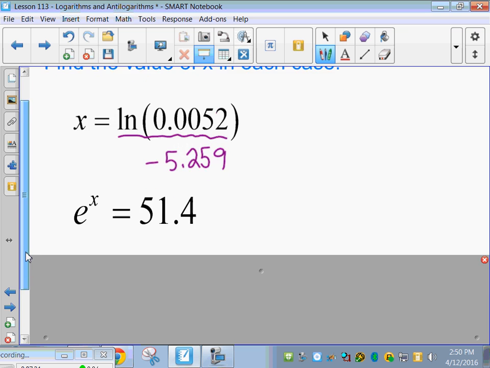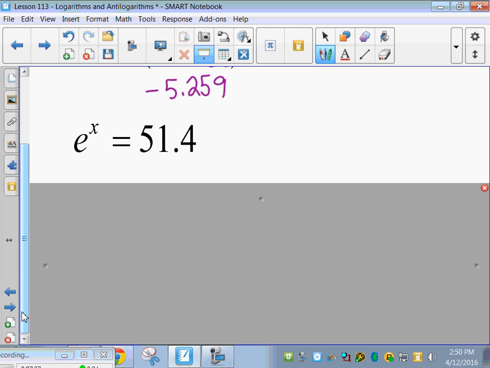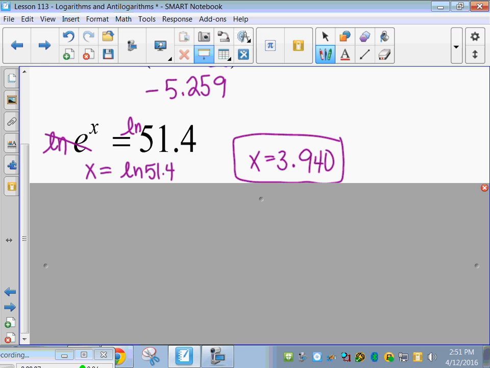All right, you should definitely write this next one down because we actually have to solve it. So I have e to the x equals 51.4. What you want to remember with e and ln is that they're inverses of each other. So to get rid of this e, we can do the ln of both sides. And when I take the ln of this side, it cancels the e, and so I get x equals the ln of 51.4. Then we can just plug that into our calculator, the ln of 51.4, and we get 3.940 when we round to 3 decimal places.